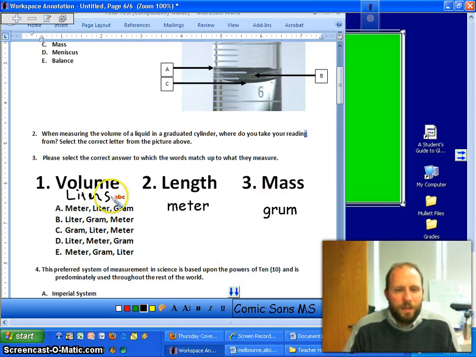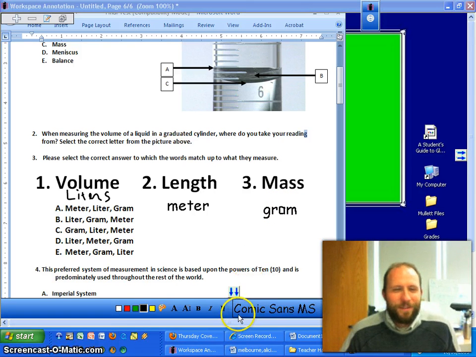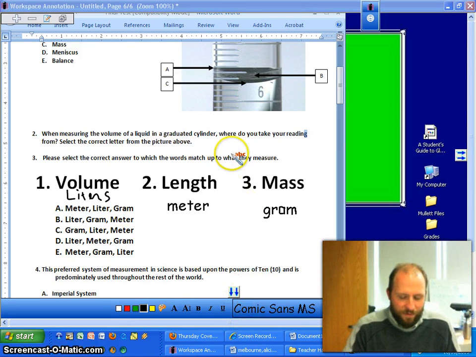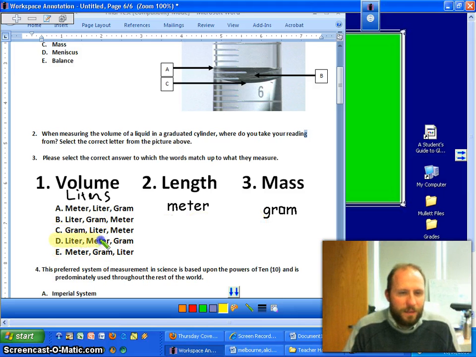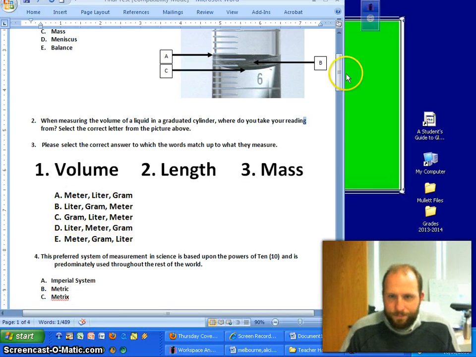So if the order is liters, meter, gram, we should be able to figure out what's the correct order here. Well, hopefully you're noticing it. Liter, meter, gram is D. Sweet, there's our answer. Alright, next up.